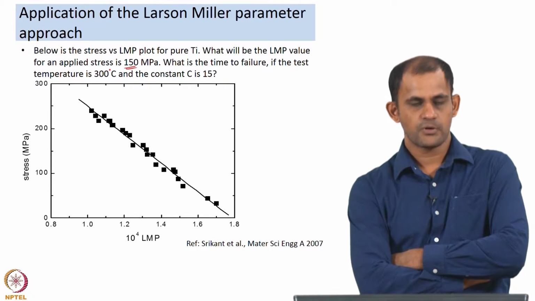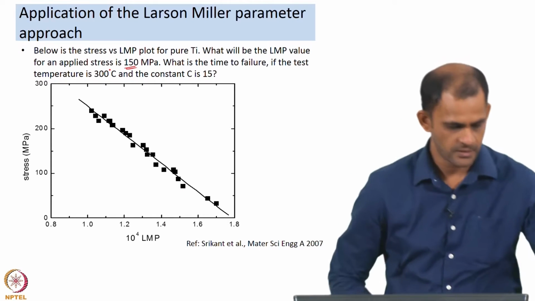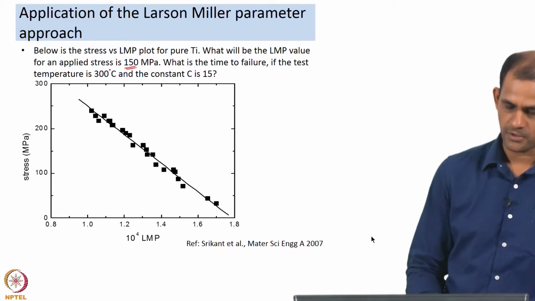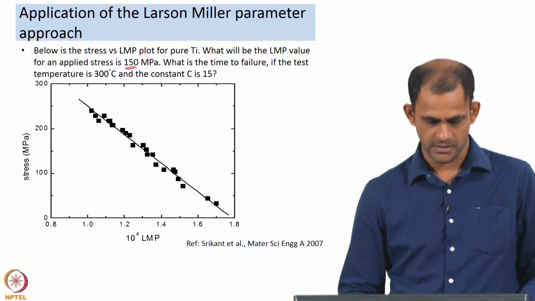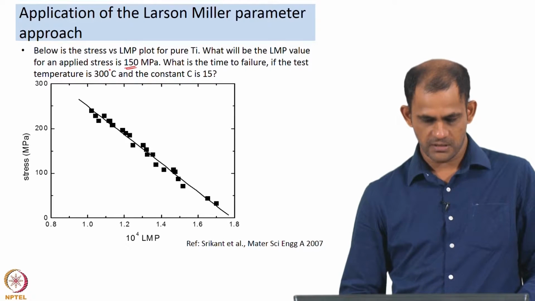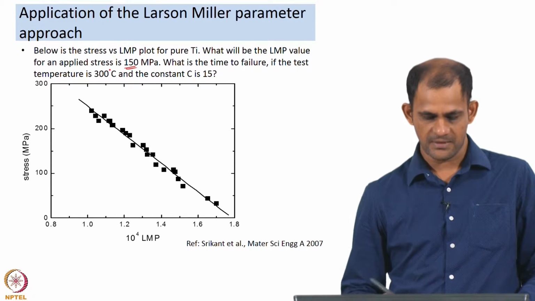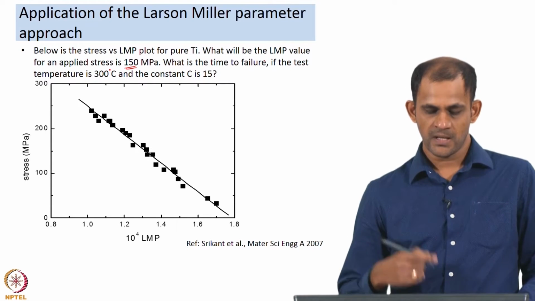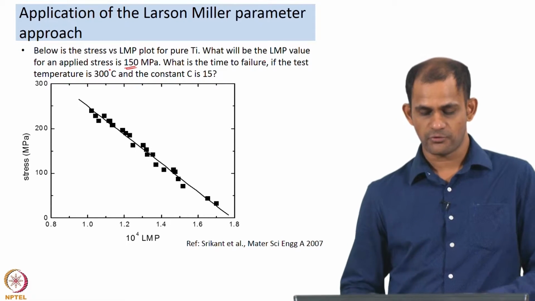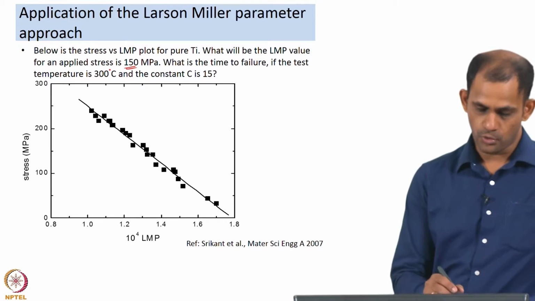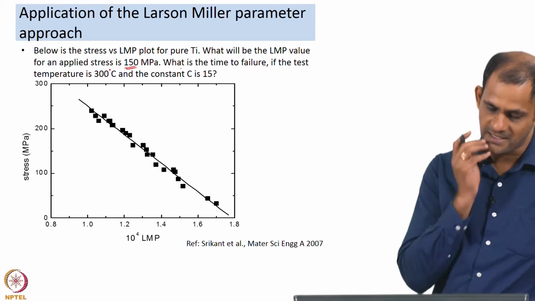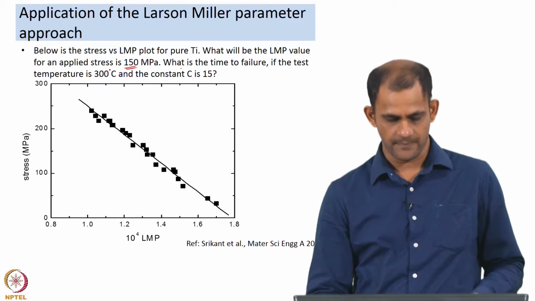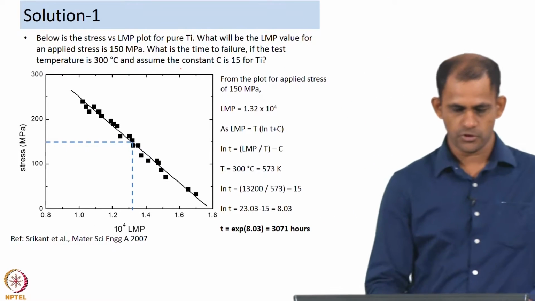So, here is an example of how you can use the Larsen-Miller plot to predict the performance of your component for different temperatures and time conditions. Now, in this particular question, you have two aspects. First is I am asking you to determine the LMP value for an applied stress of 150 MPa, and then using that LMP value, you have to determine the time to failure if you know that the test temperature is 300 degree centigrade and the Larsen-Miller parameter constant C is 15. So, this is the approach to be used.